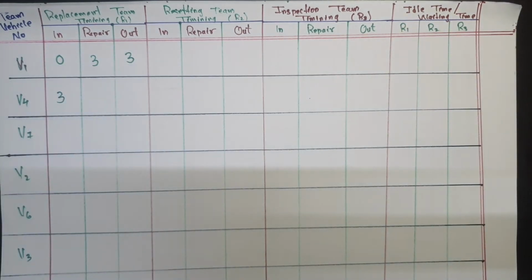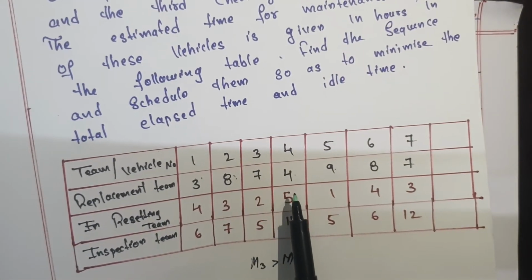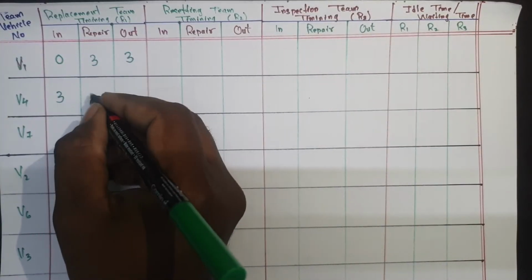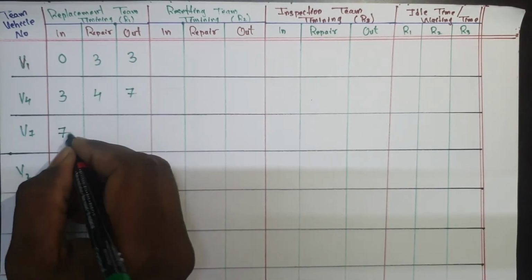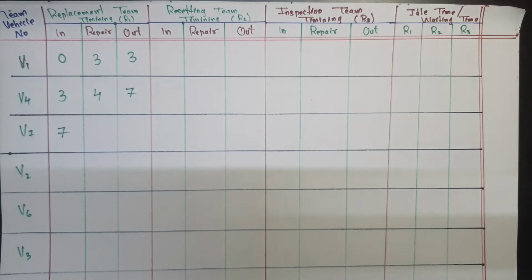Okay? After that, in machine V4, what is the value? V4, as you can see here, 4. So here you can write the 4. So how much is it? 7. This 7 you can write this side. Okay? 7 you can write this side.